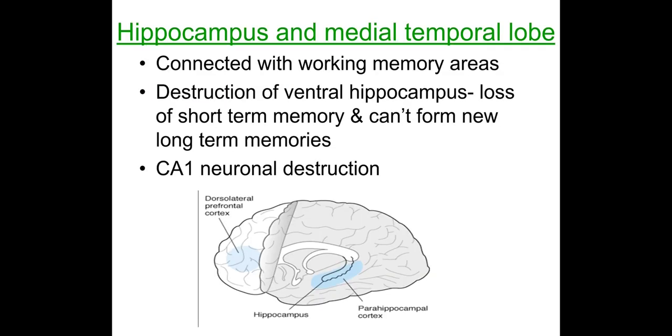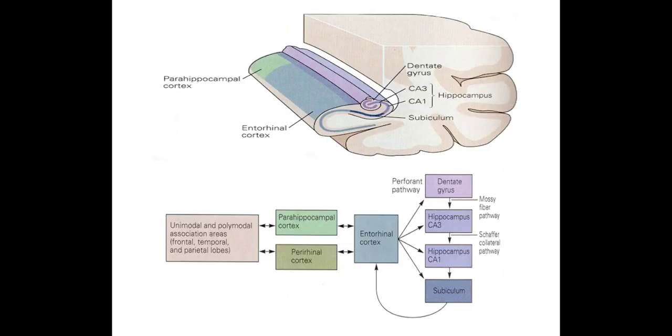Hippocampus and medial temporal lobe. You can see how it is connected with working memory. With destruction of ventral hippocampus, there is loss of short-term memory, so hippocampus is essential for short-term memory. As you all see, with damage to these parts one cannot form new long-term memory. This is mainly due to CA1 neuronal destruction. So CA1, CA3, which happens in dentate gyrus, which is in the parahippocampal region. So unimodal and polymodal association areas, mainly the parahippocampal and perirhinal, there is a crossover. The mossy fibers and the hippocampus as CA1 and CA3, and collateral and mossy fiber, which we saw in long-term potentiation.